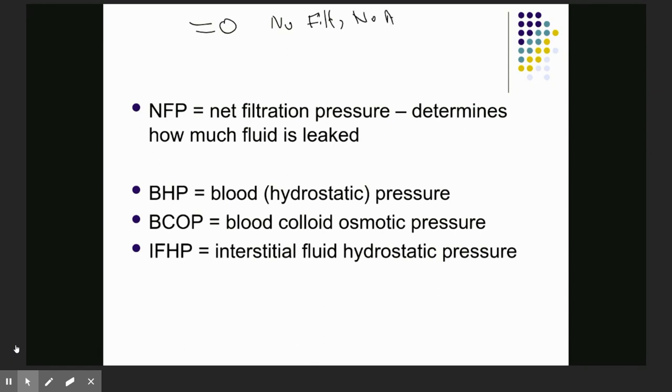If it's greater than 0, what are we going to get? And if it's less than 0, what are we going to get? If it's greater than 0, we're going to get filtration. Water's going to move out of the capillary. If it's less than 0, we're going to get absorption. Water is going to move back into the capillary. Does it make sense to everyone?